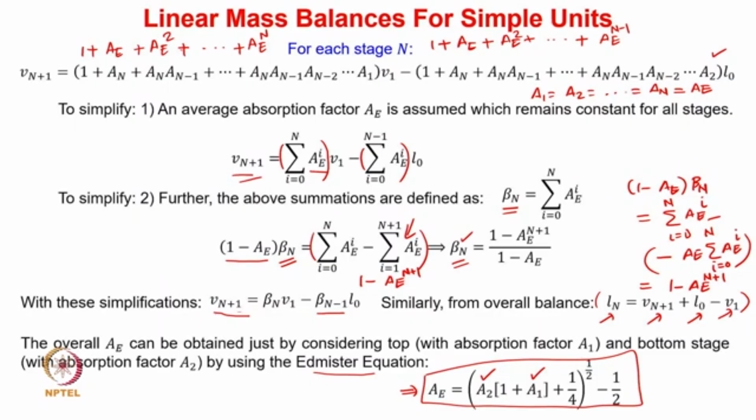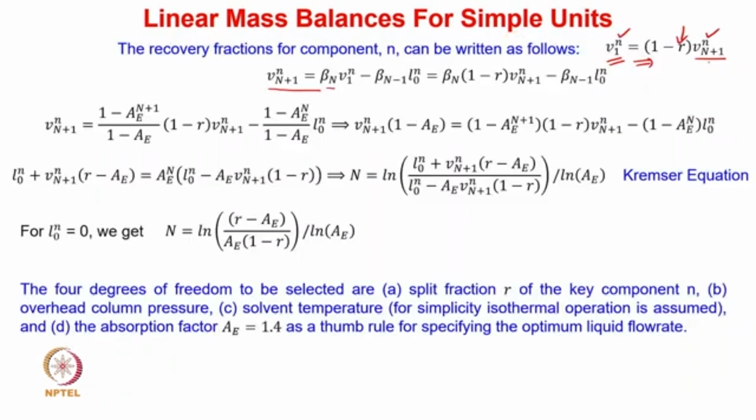Now if I write down the equation for the key component, you can see that this is the equation for the key component. Here this V1, which is the output coming from the absorption unit, I can replace by using this equation. So if I replace this V1 by using this equation, what are we going to get? We are going to get beta n 1 minus R Vn plus 1 raised to the power n minus beta n minus 1 L raised to the power L naught n.